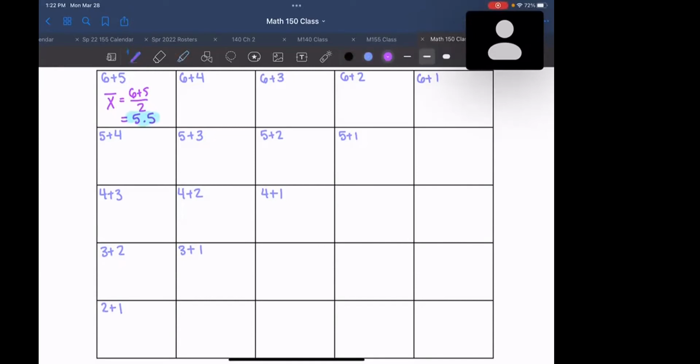Okay, can do it with 6 and 4. Add them together, divide by 2. How about this? Take some time, add these together, divide by 2, find the sample means. It's kind of boring, but we'll get there. How about this?